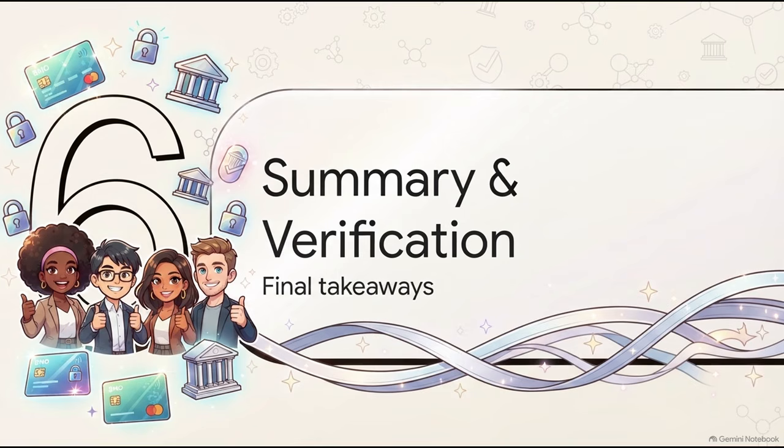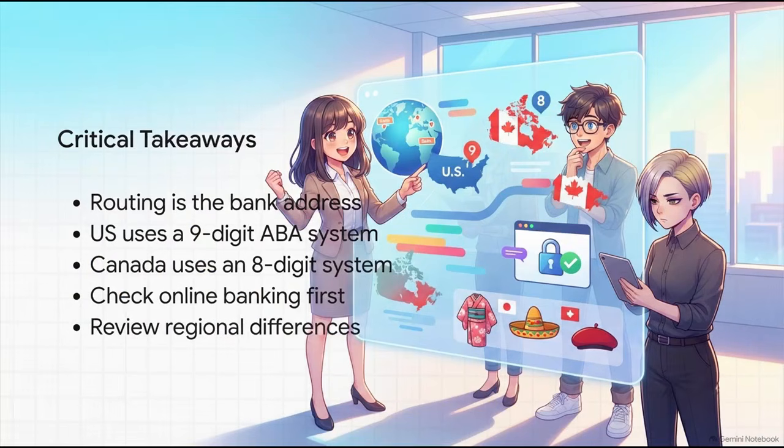Wow, we've covered a lot of ground today. Let's wrap things up in Section 6 with our summary and verification. Let's quickly recap the critical takeaways here. Remember that your routing number is the bank's address, while your account number is your specific mailbox. The U.S. relies on a 9-digit ABA system, while Canada uses a combined 8-digit system featuring a transit and an institution code. The absolute easiest and most accurate way to find yours is by logging into BMO's digital banking or mobile app and just generating a void check. If that fails, look at the bottom left of a physical paper check. And finally, always be mindful of those sneaky regional differences, like the 5-digit Canadian transit rule or distinct account types like BMO Alto.